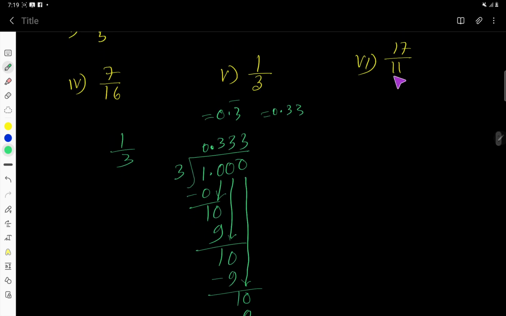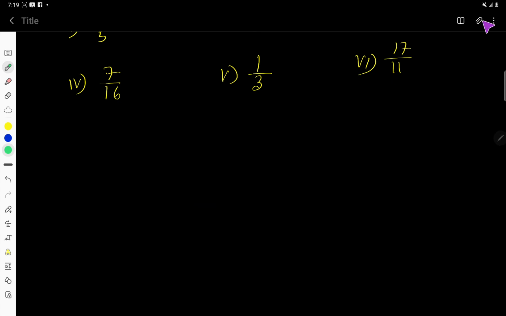Okay, here is our last example. Look, 17 over 11. So divide 17 by 11. 11 goes into 17 how many times? So we are considering both numbers, right? So 1 times 11, 11. If you subtract, then write here 6. 7 minus 1, 6, right? 6. So 11 goes into 6 how many times?